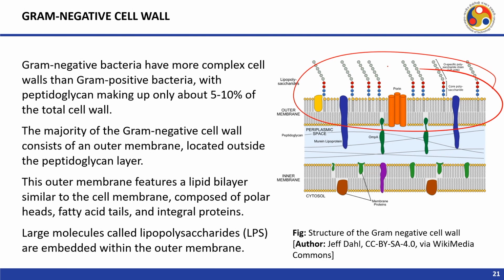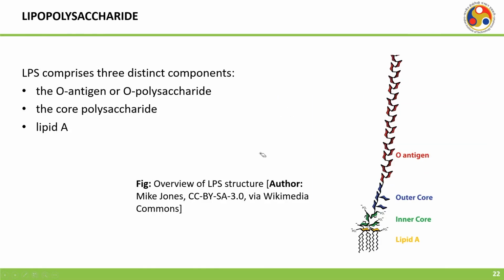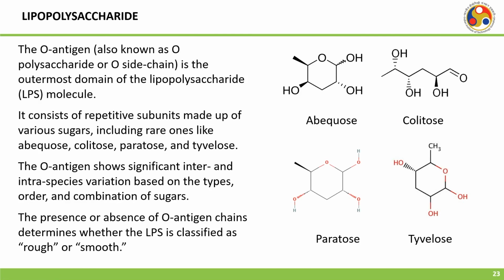Large molecules called lipopolysaccharides are embedded within the outer membrane. These lipopolysaccharides comprise three distinct components: the O antigen or O polysaccharide, the core polysaccharide, and the lipid A. The core polysaccharide, you can see, can be divided further into outer core and inner core.